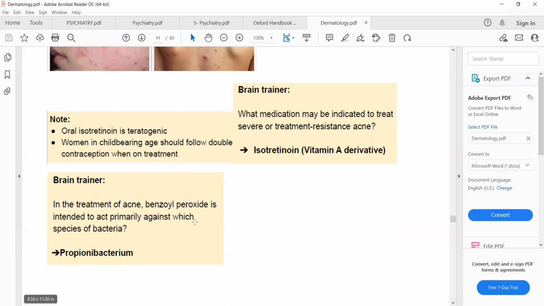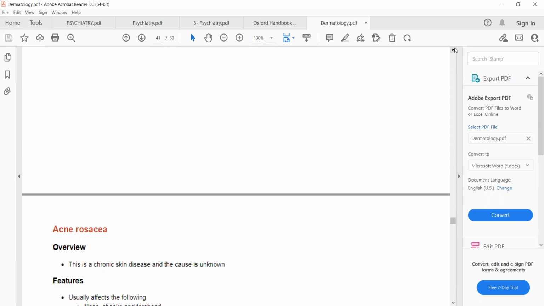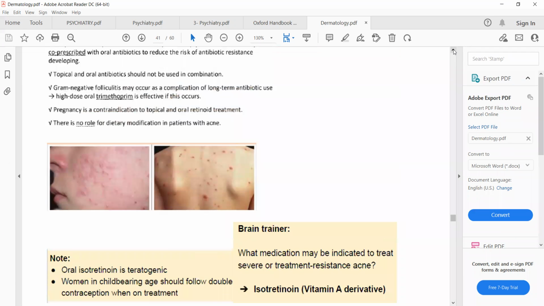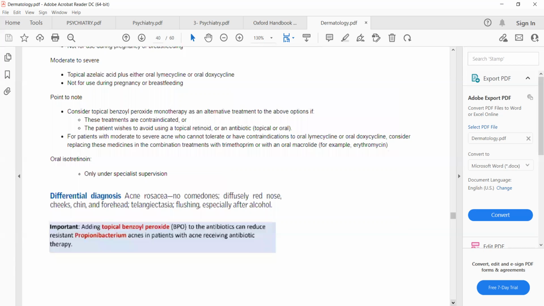And we have discussed this point already, that in the treatment of acne, benzoyl peroxide is intended to act primarily against which species of bacteria? Propionibacterium. So this was all about acne vulgaris, its classification and its treatment.